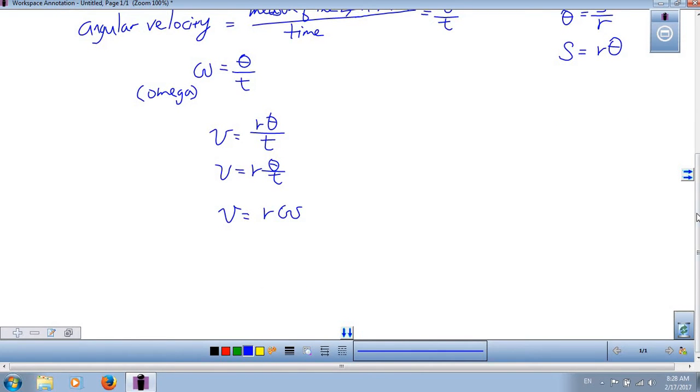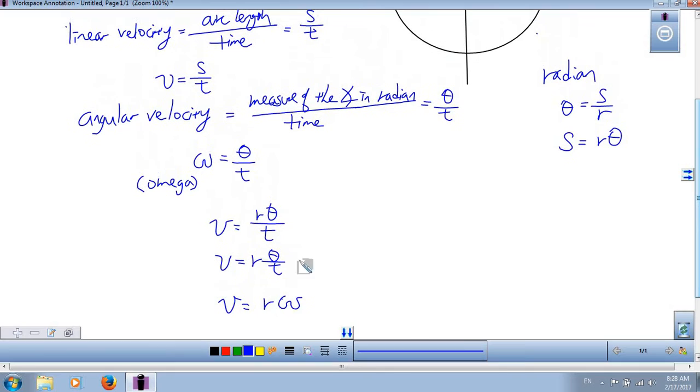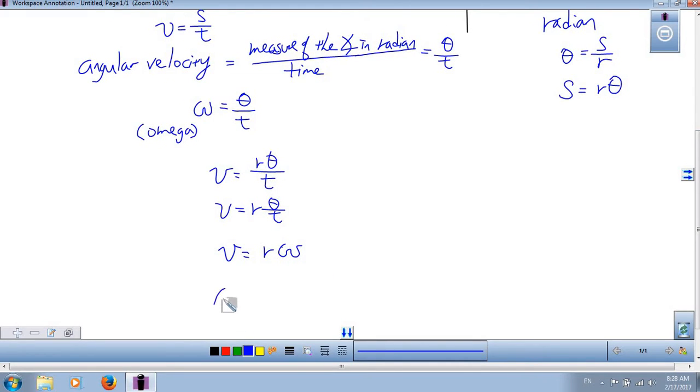That means the linear velocity is equal to the angular velocity times the radius. So that's the relationship, and we can solve for angular velocity: angular velocity is equal to linear velocity over radius, v over R. You have to remember the angular velocity is expressed in radians, because theta over t is radians per second.